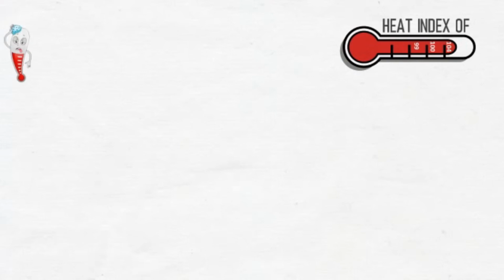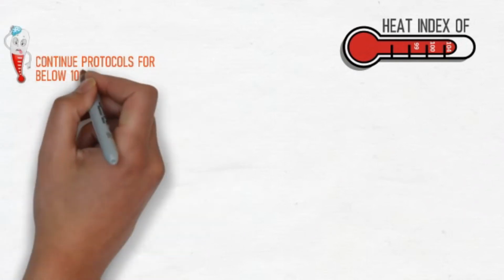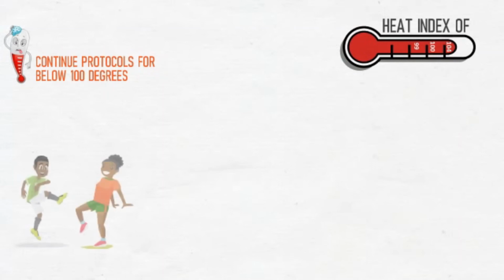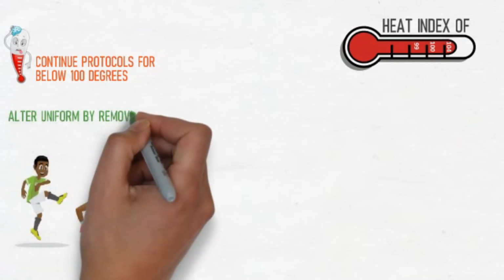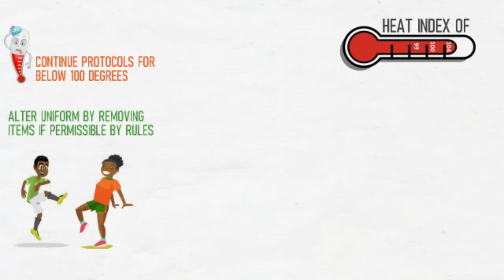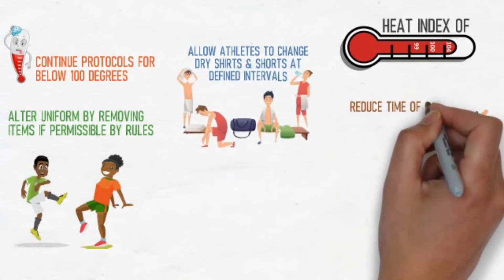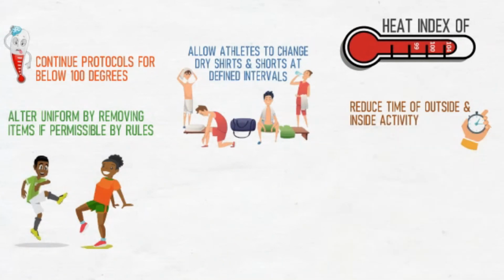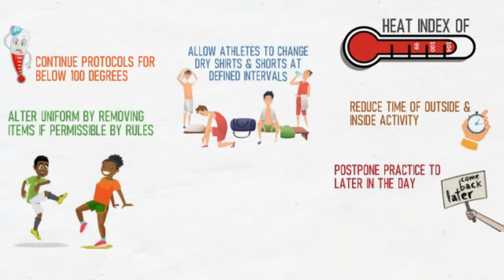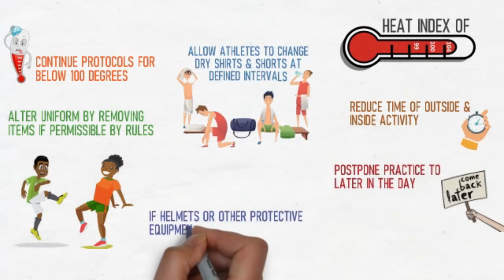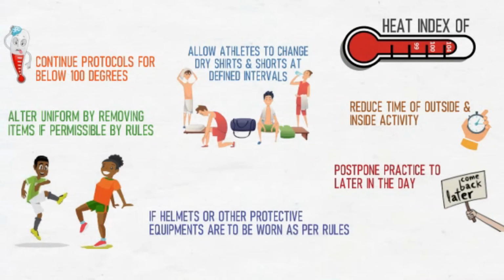Heat index of 100 degrees to 104 degrees. 1. Continue protocols from below 100 degrees. 2. Alter uniform by removing items if possible and permissible by rules. 3. Allow athletes to change to dry shirts and shorts at defined intervals. 4. Reduce time of outside activity as well as indoor activity if air conditioning is unavailable. 5. Postpone practice till later in the day. 6. If helmets or other protective requirements are required to be worn by rule or normal practice, suspend practice or competition immediately.